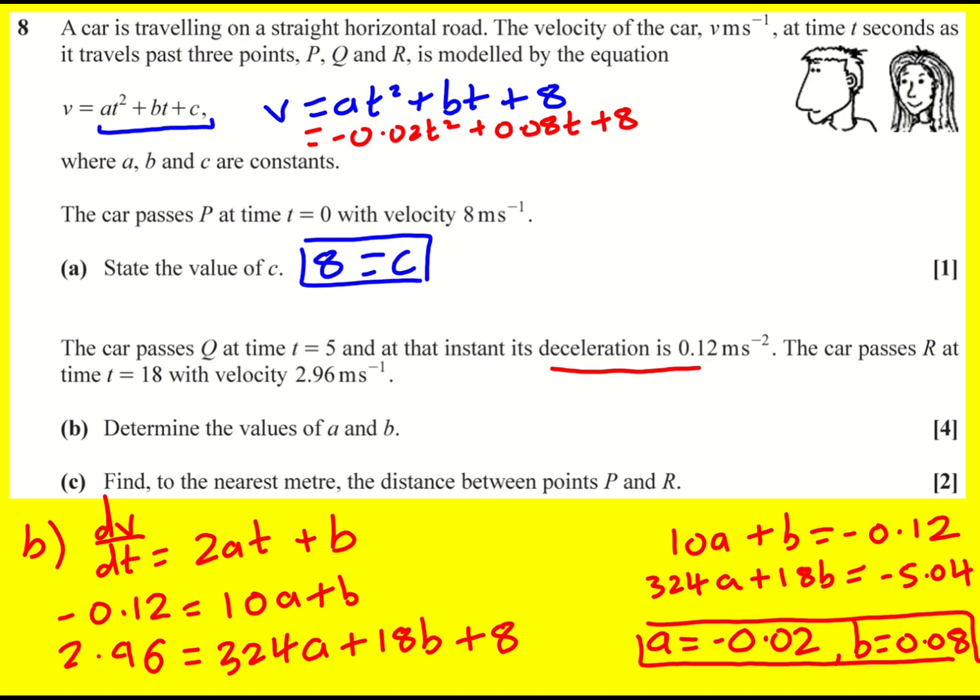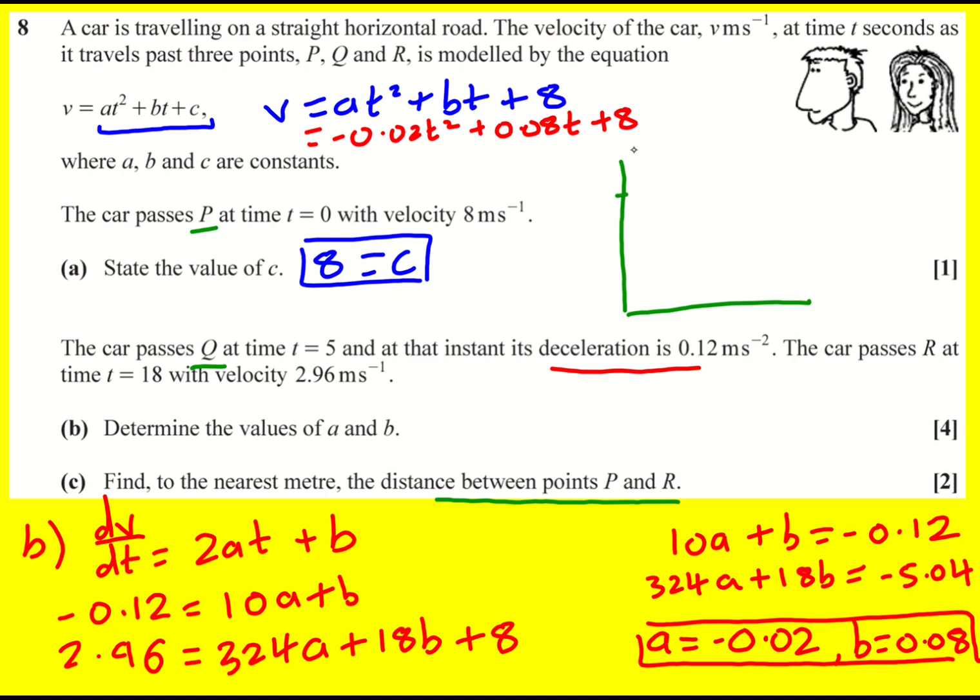Finally, we're asked to find to the nearest meter the distance between points P and R. So that is when time is 0 and when time is 18. So this is going to involve an integration, but it's actually going to be important to think about the nature of the curve. If it sort of did this kind of thing, then when you integrate you get the displacement, you would end up adding a positive and a negative area, and you wouldn't get the total distance. We'd actually have to make this one positive and then add it on. So we just need to consider what the curve looks like.